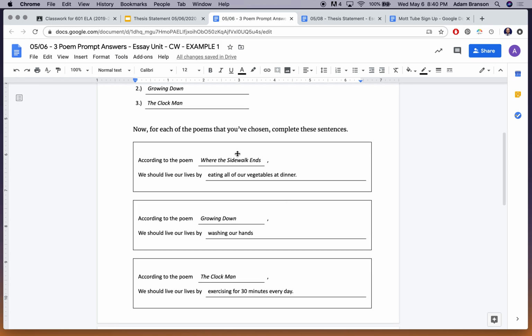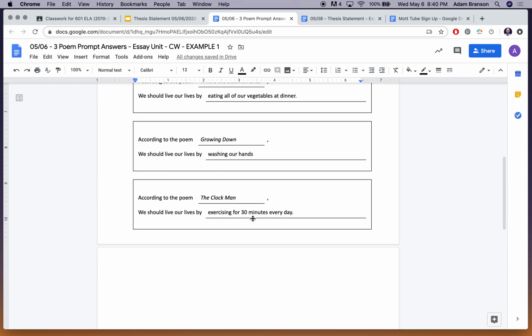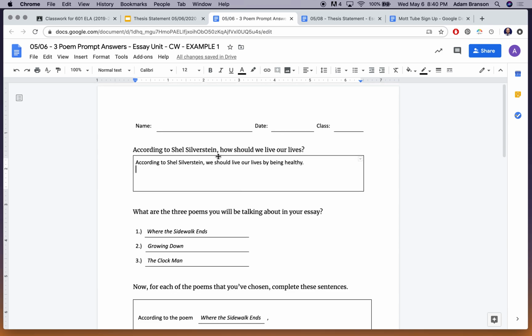And then I said in this poem, it's all about eating our vegetables. And in this poem, it's all about washing our hands. And this poem is all about exercising for 30 minutes every day. So I'm going to take these three and I'm going to think about how to make this more specific.